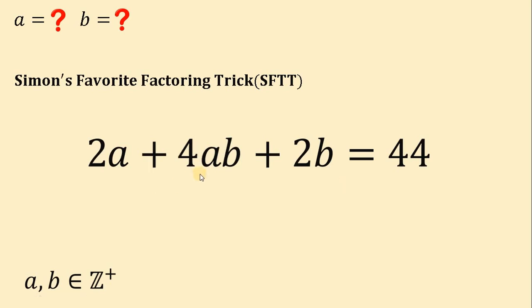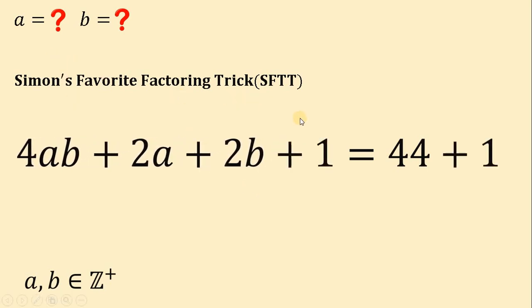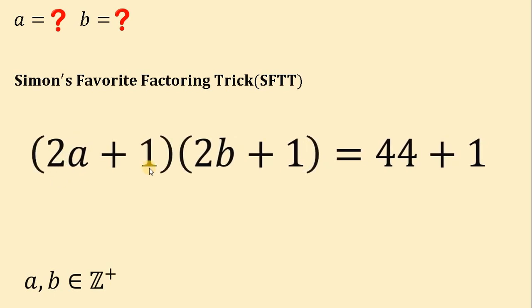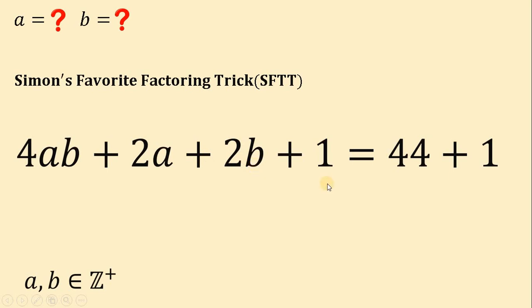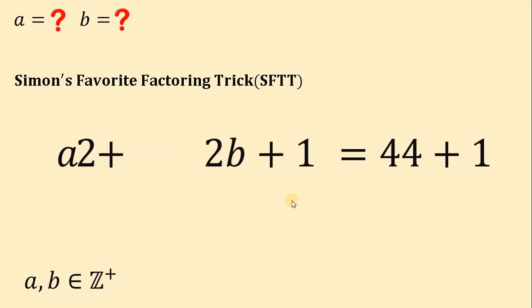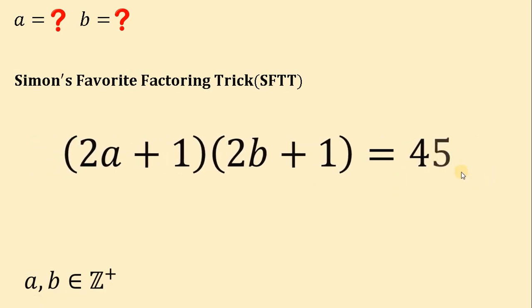Now, rearrange some terms a little bit. So we have 4AB plus 2A plus 2B. And take note that if we add 1 on both sides, using Simon's Favorite Factoring Trick, the left-hand side now is definitely factorable. If we factor this, we get 2A plus 1 multiplied by 2B plus 1. If we distribute this, or multiply 2A plus 1 and 2B plus 1, we will go back to 4AB plus 2A plus 2B plus 1. So again, let's go back to the factored form. And on the right-hand side, 44 plus 1 is definitely 45.